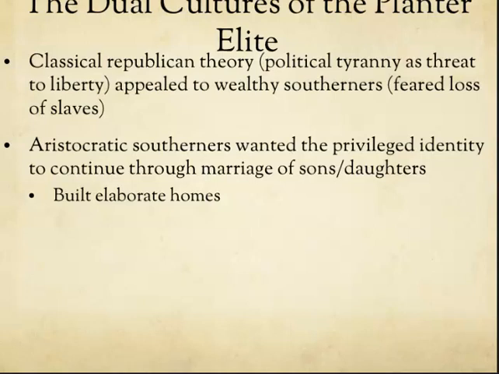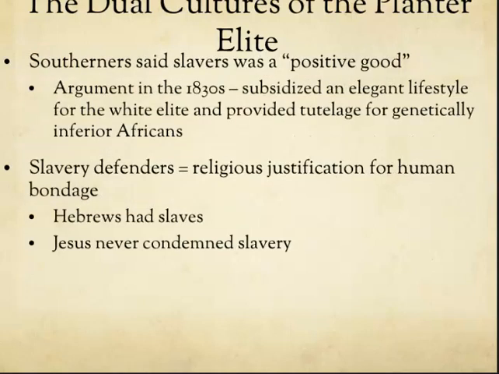Aristocratic Southerners wanted the privileged identity to continue through the marriage of sons and daughters. So you would have kind of prearranged marriages, but it was to keep things in the lines of finances and homes, and they would keep these elites together.